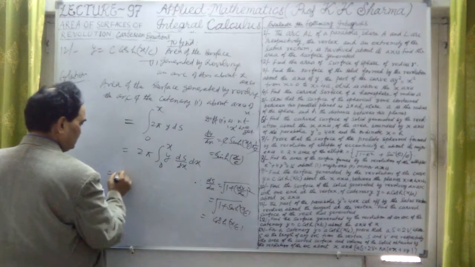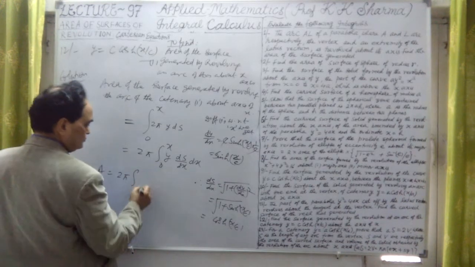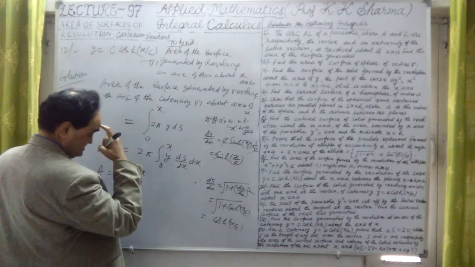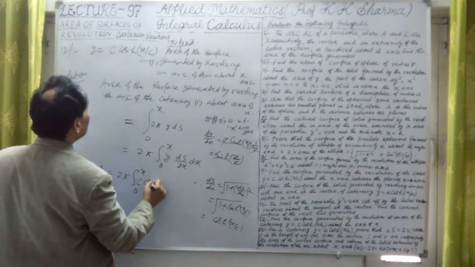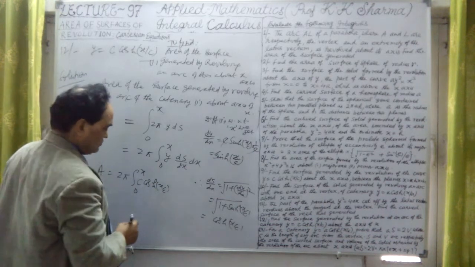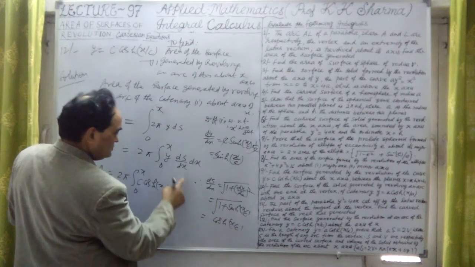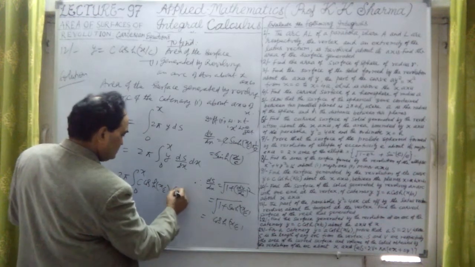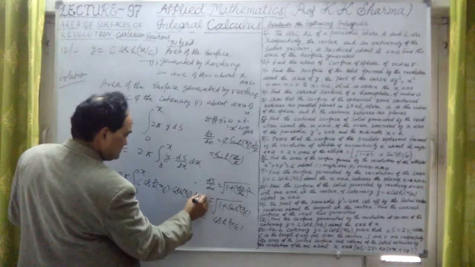Therefore, let me substitute here. This is twice pi. Area is equal to the integral from 0 to x. Y is this value, which is c into cos hyperbolic x upon c, into ds upon dx, which is this value, cos hyperbolic x upon c, into dx.